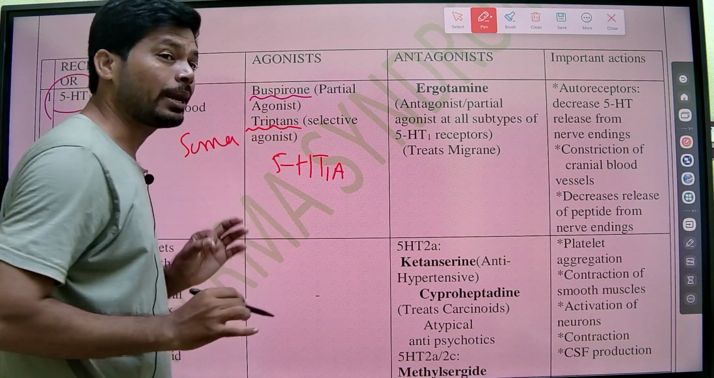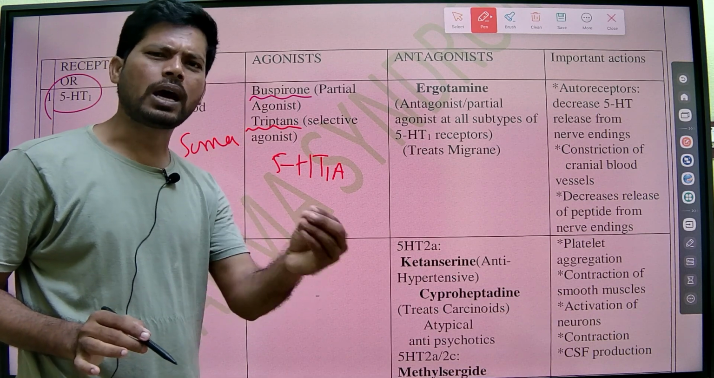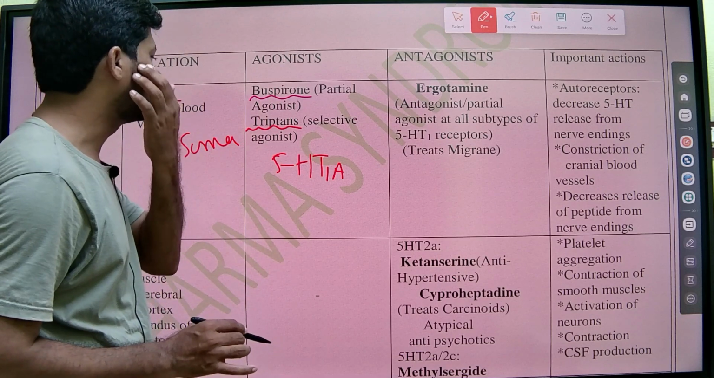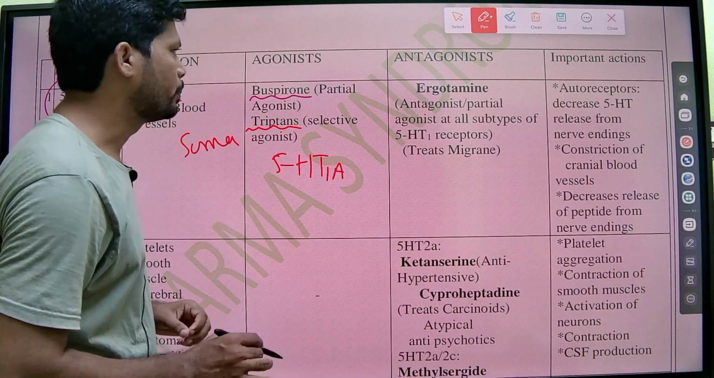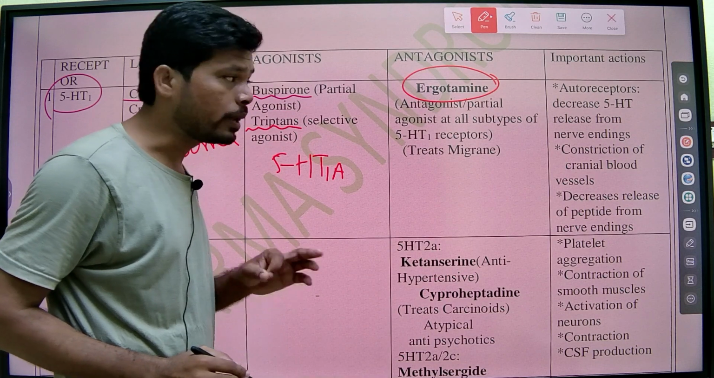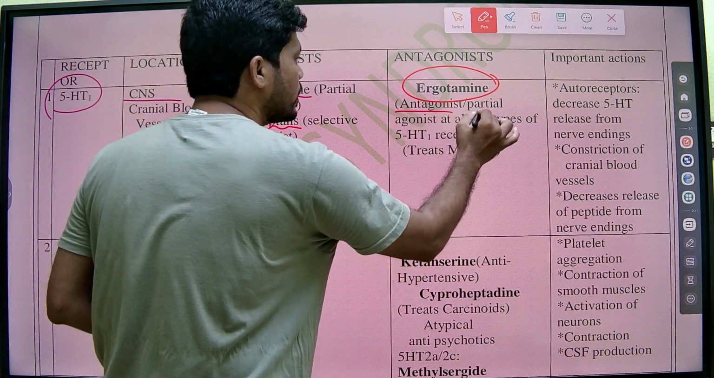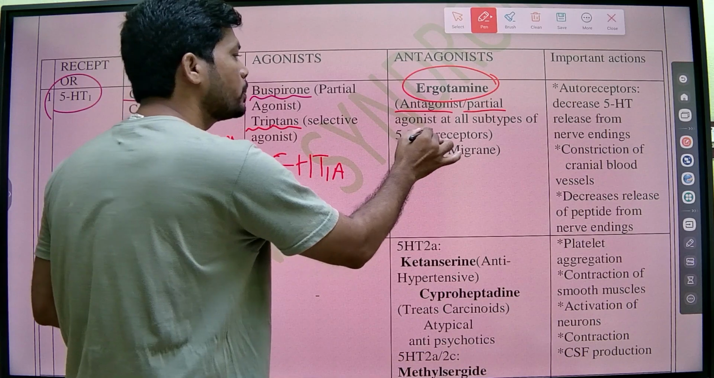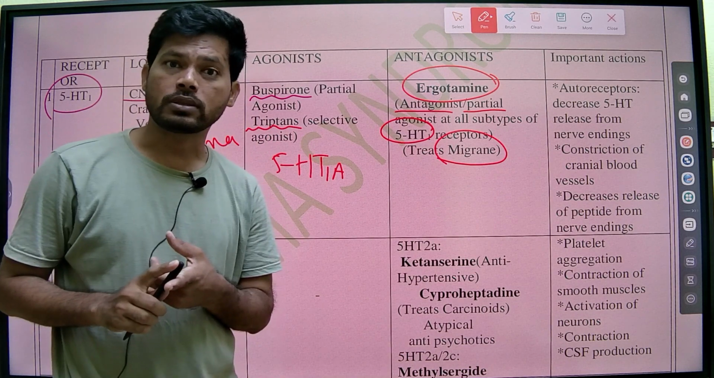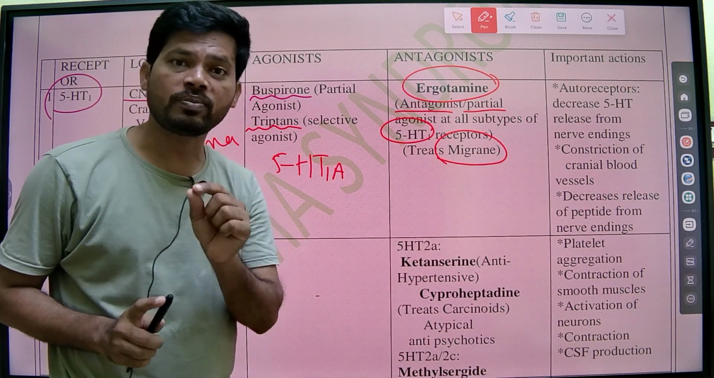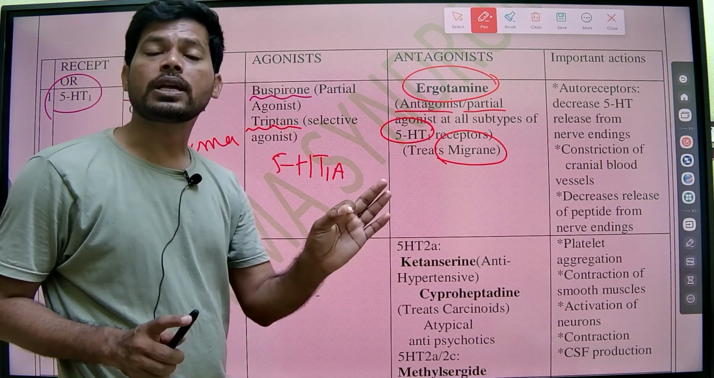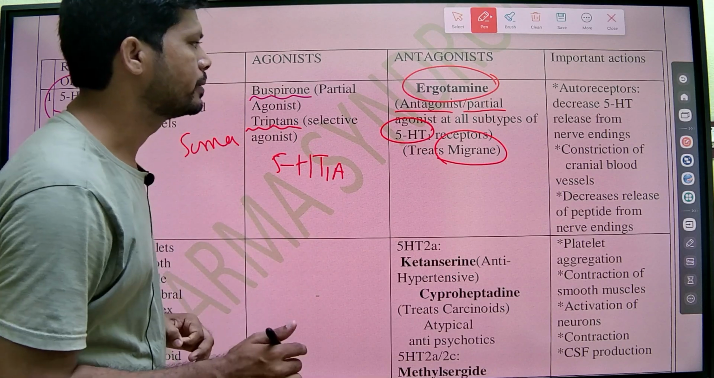Sumatriptan, rizatriptan, whatever it may be, all triptans help in the treatment of migraine. And the serotonin type 1 receptor antagonist ergotamine blocks the serotonin type 1 receptors and may act as an antagonist or partial agonist at all subtypes of serotonin type 1, and helps in the treatment of migraine. Triptans are agonists on serotonin type 1 receptor for treatment of migraine. Ergotamine, an ergot alkaloid, is an antagonist on serotonin type 1 receptors for treatment of migraine.